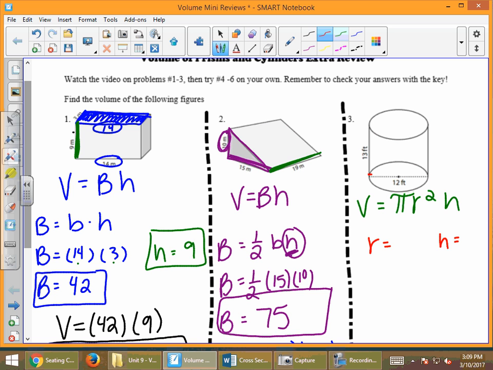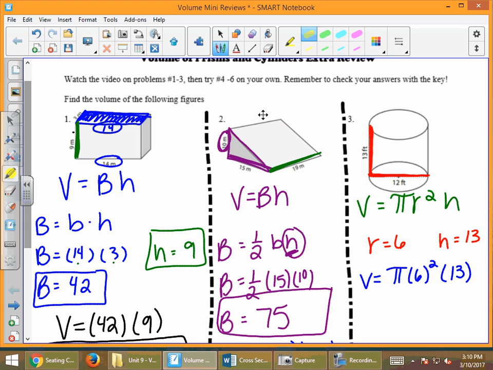Well, here it gave us our diameter. All the way across is your diameter. So your radius would just be half of that, which is 6. Your height is the up and down part of your cylinder. So in this case, our height is 15. Plug in your pieces. So plug those values into your calculator. So we have pi times our radius squared times our height.